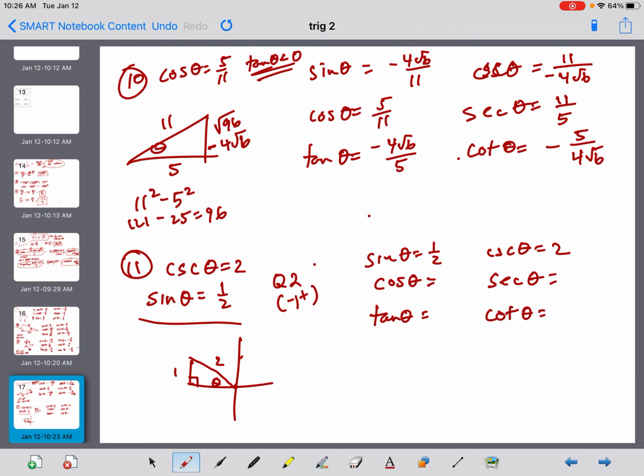All right. So we have to do 2 squared minus 1 squared. That'd be 4 minus 1, that'd be 3. So this is the square root of 3, but we are going to make it negative. So cosine is negative radical 3 over 2. So the secant is going to be negative 2 over radical 3. Tangent is going to be 1 over negative radical 3. So cotangent is going to be negative radical 3 over 1, or just negative radical 3. And number 12.